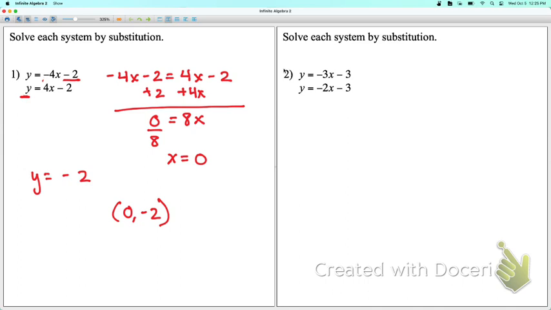Okay? So what am I going to do with this one? Wouldn't you do the same thing? So negative 3x minus 3 equals negative 2x minus 3. Yep. And the only reason we can do this is because they're both equal to y, correct? Yes. Our substitution is probably going to be a little bit more complex on most of the problems. You want to add 3x or add 2x? Add 2x.